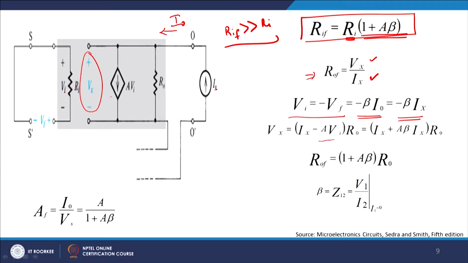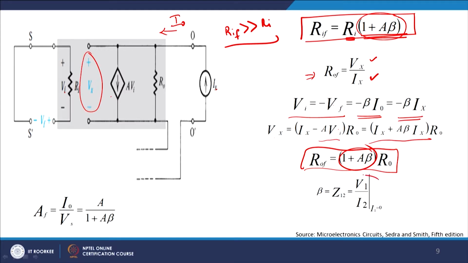So, now I get Vx equals Ix minus A Vi times R0, because A Vi will give you the current here multiplied by R0. If you solve it, Vi will be broken up into A times beta times Ix into R0, and therefore ROF is equal to 1 plus A beta times R0. So, as I was predicting earlier also, the input resistance with feedback and the output resistance with feedback both increase by a factor of 1 plus A beta, and that is quite a heavy increase here, where A is the feed forward open loop gain of the amplifier and beta is the feedback fraction.